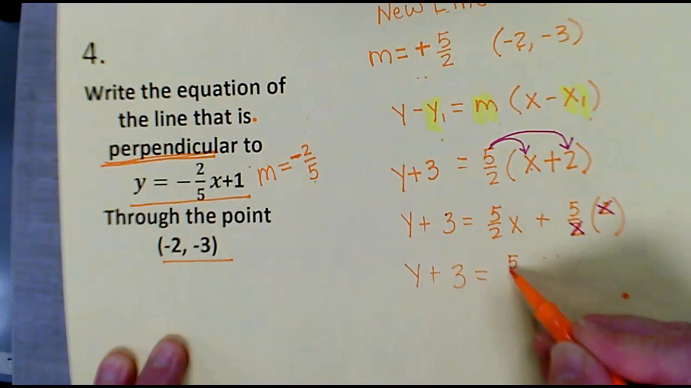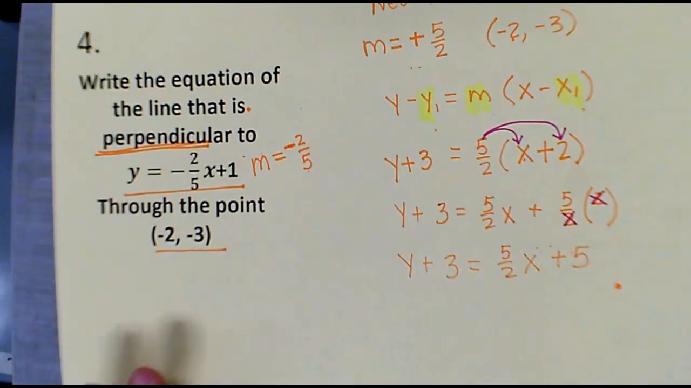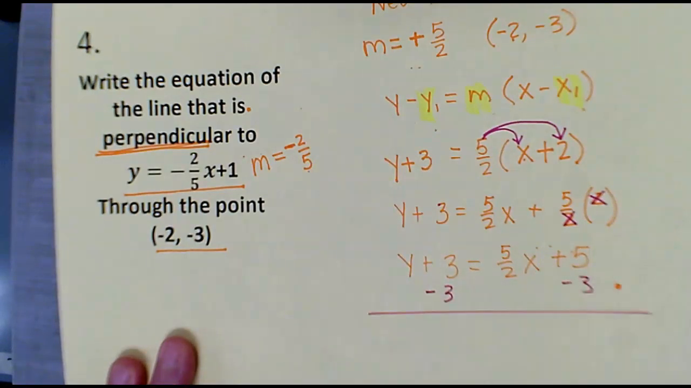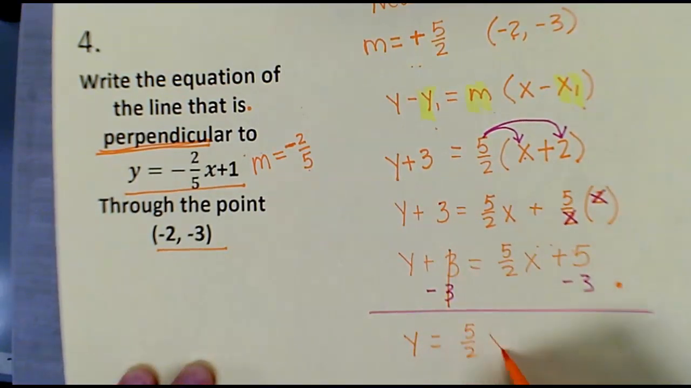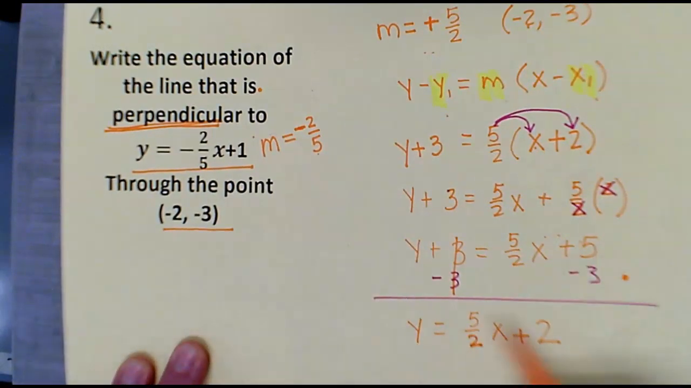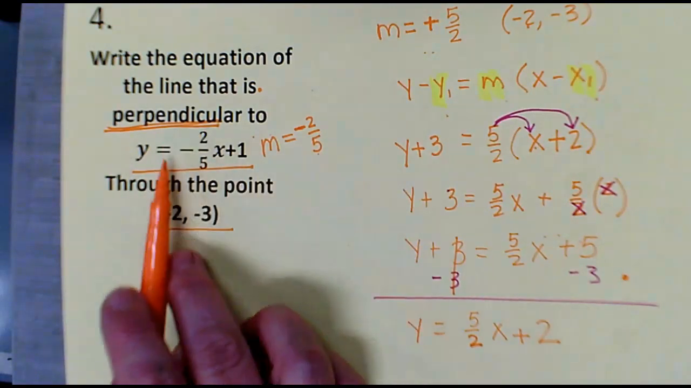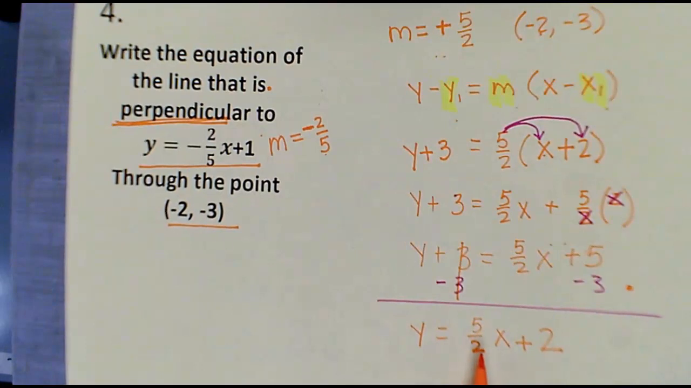Now, I still have a fraction, but the fraction is a slope, and a lot of times our slopes are fractions. I'm solving for y. I need to get rid of the 3. Cancel. 5 subtract 3 is positive 2. This line is perpendicular to that line because this has a slope of negative 2 over 5 and this has a slope of positive 5 over 2. It is the slopes that make it perpendicular.